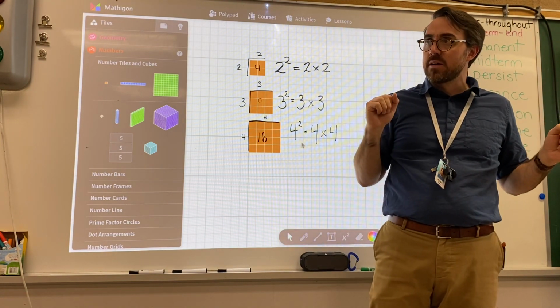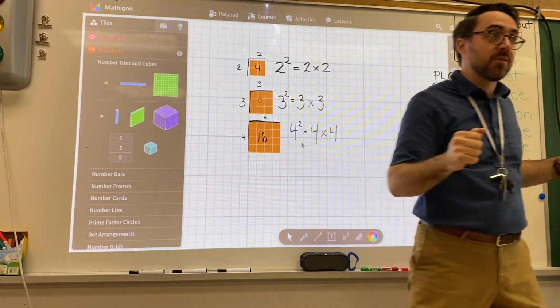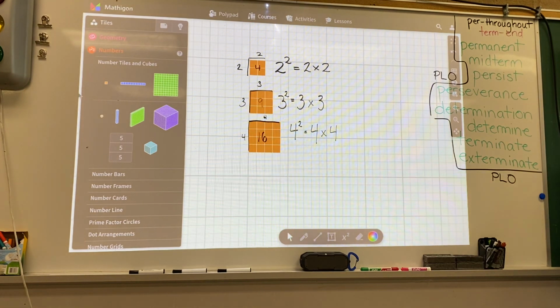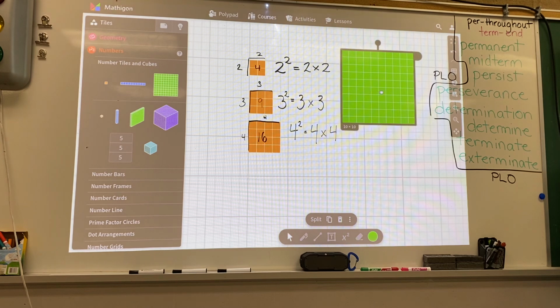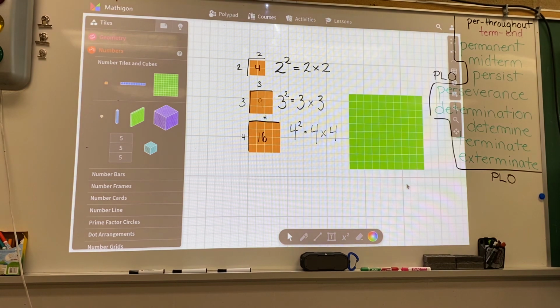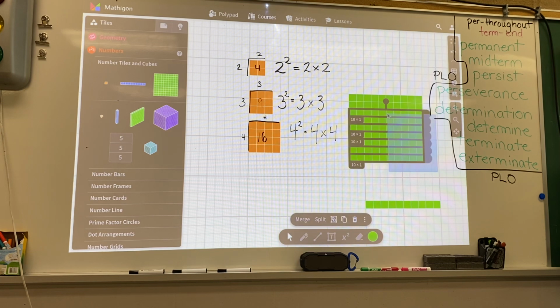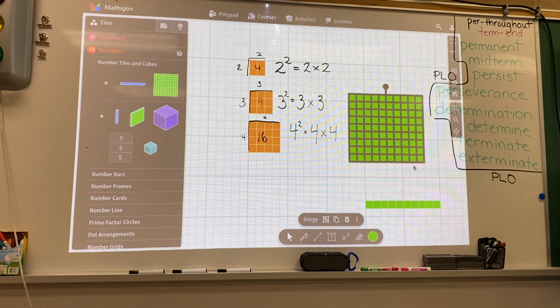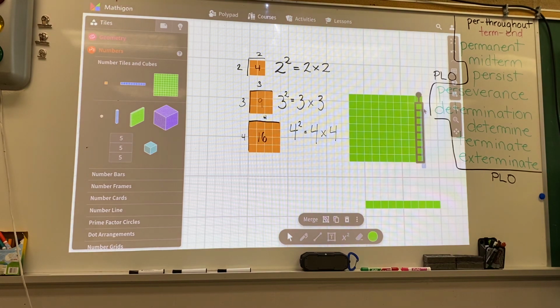Keegan? 9 times 9. That should work. Okay. You know what? This is 10 by 10. Let's do a little trick here and split it apart and take one away from each side. Oh, I can't do each side, can I? Let me see. No, you have to highlight it first. I'll take one away from each side.